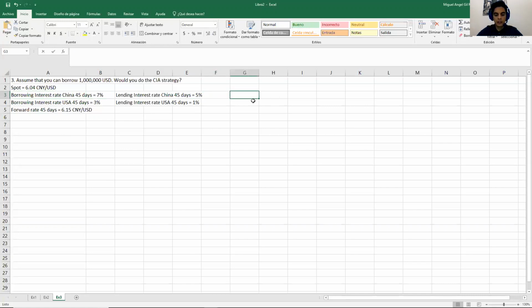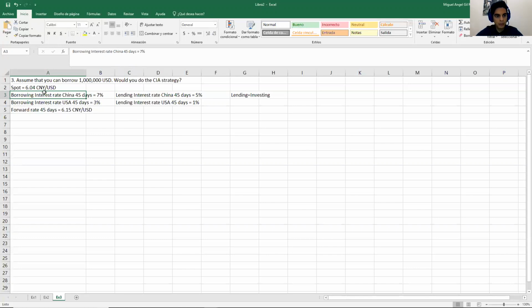Also, something important: lending and investing will be the same for this exercise. It means that this is the rate that the bank will pay if you want to invest with them or if you will lend them money. And borrowing is the opposite, how much they will charge you if they give you money.